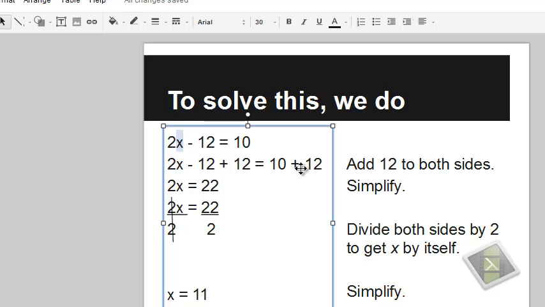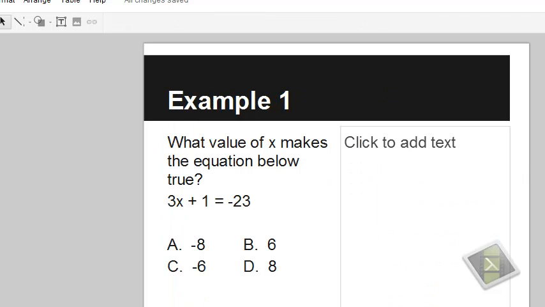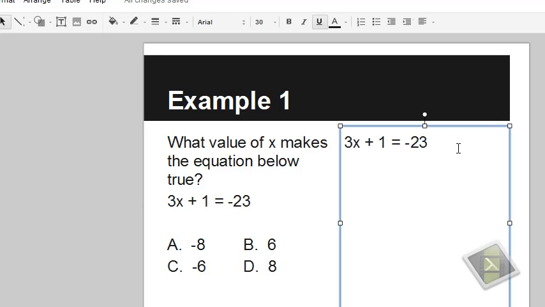We're going to do 2 examples here. Example number 1. What value of x makes the equation below true? We have 3x plus 1 equal to negative 23. There are 4 choices. A, negative 8. B is 6. C is negative 6. D is 8.